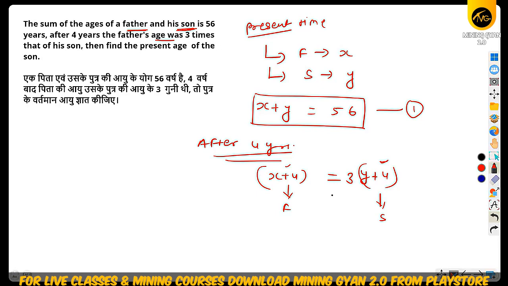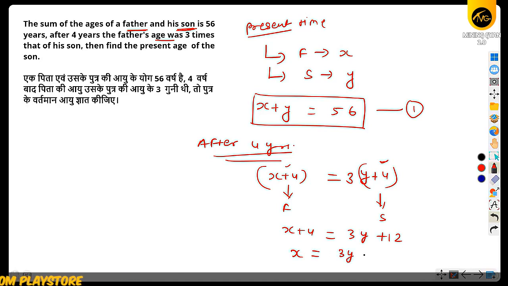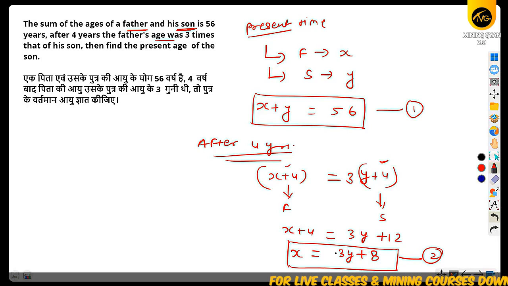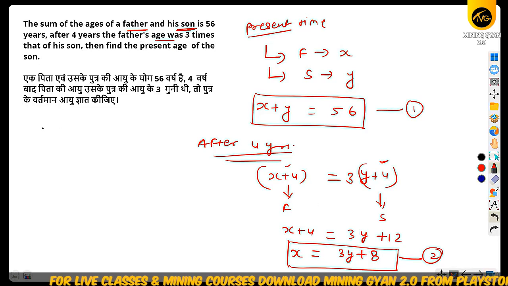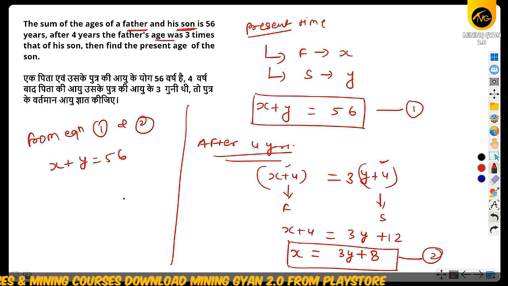So the logic is here. Now just find out the value of X. So X plus 4 is equal to 3Y plus 12. So X is equal to 3Y plus 12 minus 4, that will be 3Y plus 8. Suppose this is equation number 2. Now we have the value of X is equal to 3Y plus 8. Now from equation 1 and equation 2, equation 1 is X plus Y is equal to 56. Correct?